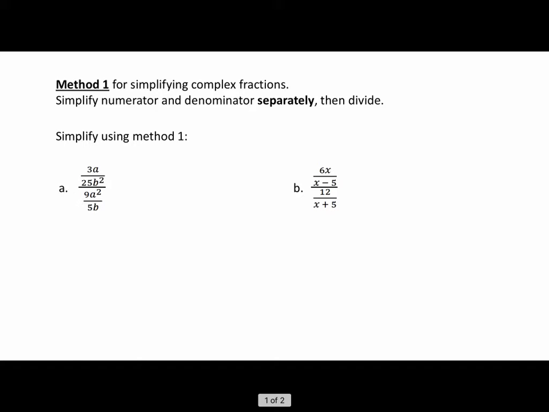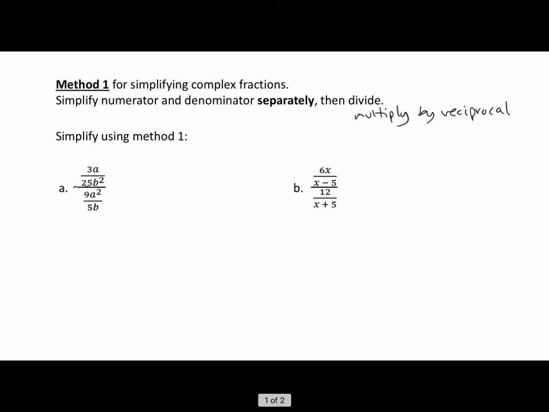In method 1 for simplifying complex fractions, this is where we're going to simplify the numerator, then simplify the denominator, and then divide or multiply by a reciprocal. Okay, so for example A, we want to simplify using method 1.